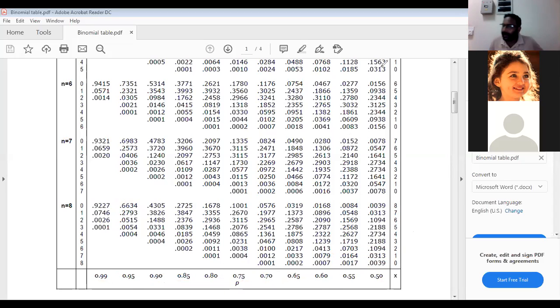I will draw it once again. This is the probability value for 0, this is for 1, this is for 2, and so on. The last one is the probability value for 8, the chance of getting all 8 as patients. The chance of getting 6 cancer patients out of 8 smokers is this one. Likewise we can apply this.